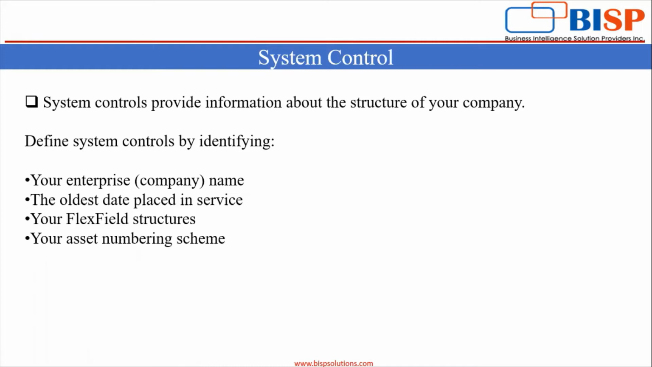These are the following pieces of information that are in system control. That is your enterprise name, the oldest date placed in service, your flex structures. Only these flex structures can be selected at the time of fixed asset creation. It will also contain your asset numbering scheme. Now we will move to our application to see how these setups are practically done in the application.